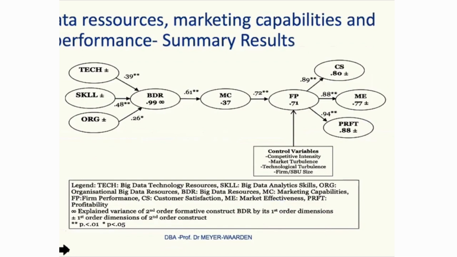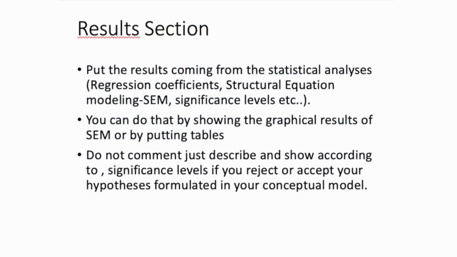And here, to finish, you can see the graphical figure representing the results. So in your results section, you can either put tables as we have seen, or put a figure like here with the regression coefficients. In summary, in the results section, you put the results coming from the statistical analysis: the regression coefficients, structural equation modeling coefficients, and significance levels. You can do that by showing a graphical result as we have just seen, a figure, or by putting tables with the coefficients and information.